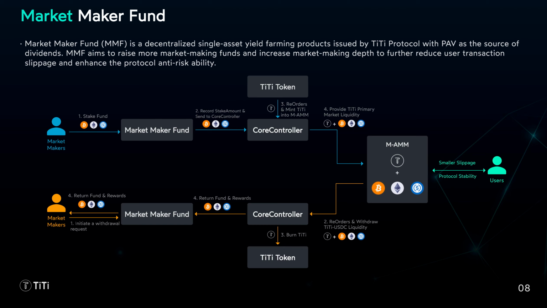With the subsequent operation of the protocol, each reorder triggers settlement of the fund. Part of the PAV generated by this round of market making is allocated to MMF participants according to the amount of time of staking.